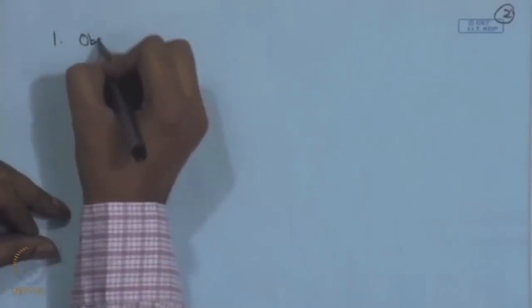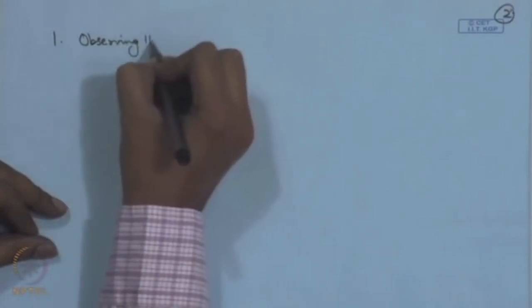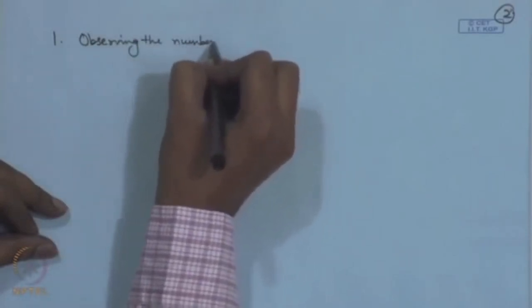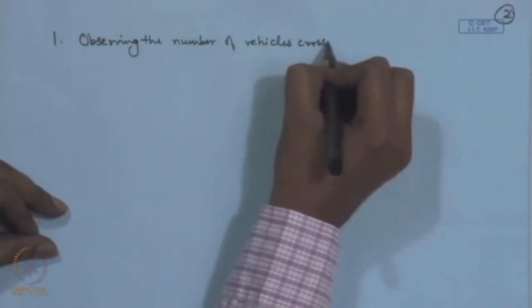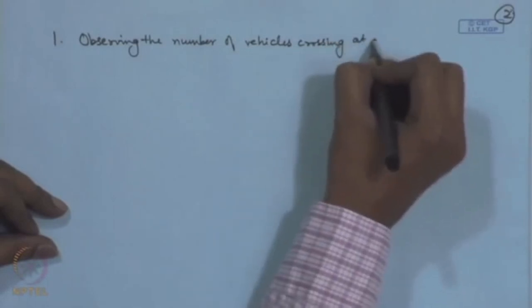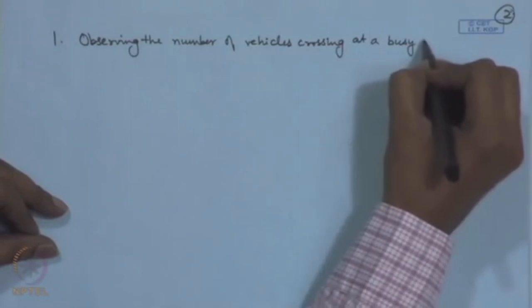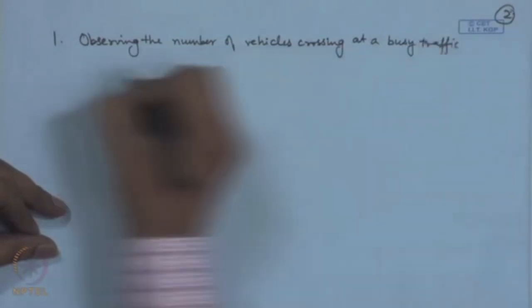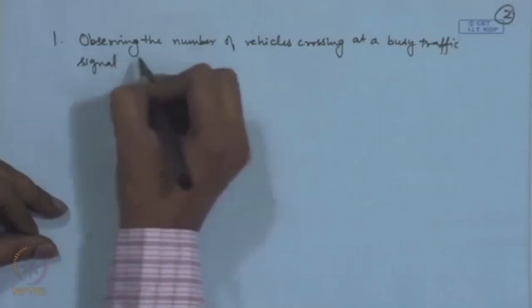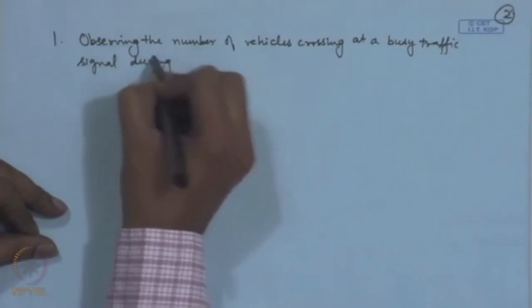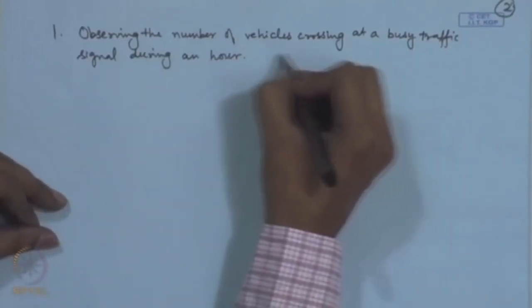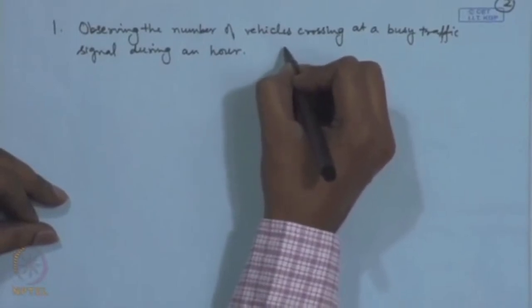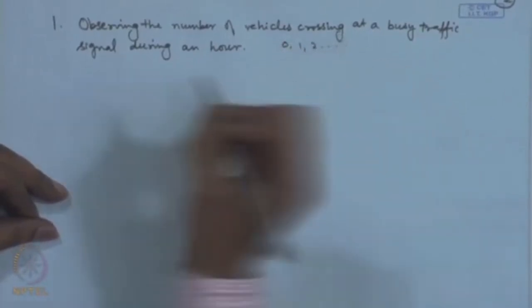For example, we may observe the number of vehicles crossing a busy traffic signal during an hour. So, here for example, the number of vehicles could be 0, 1, 2 and so on.